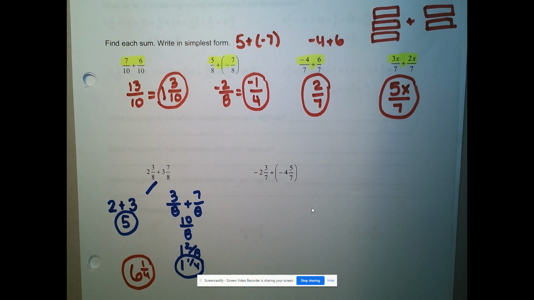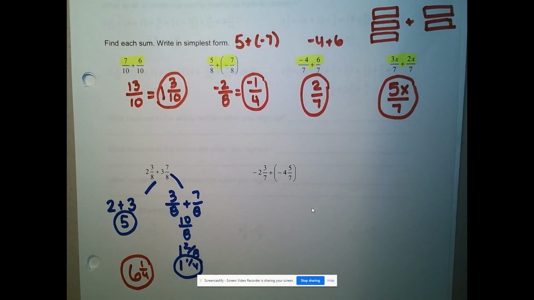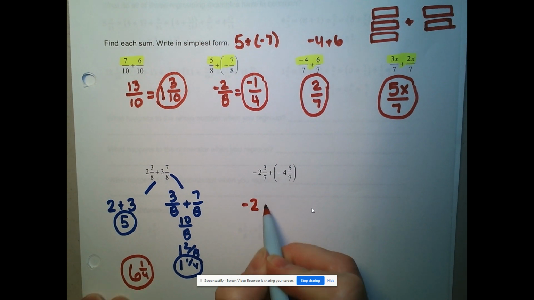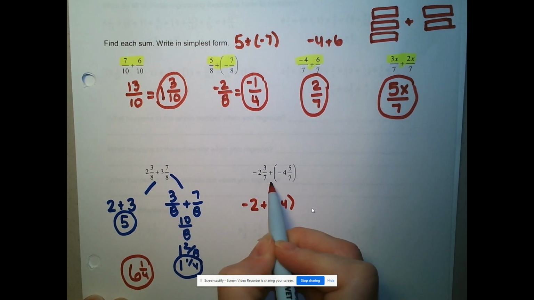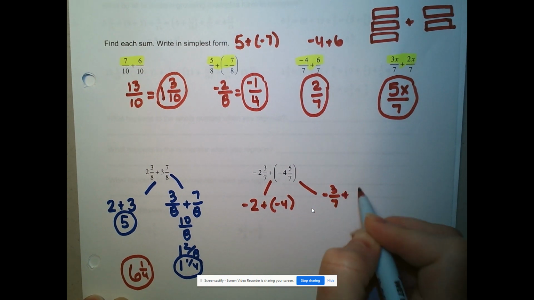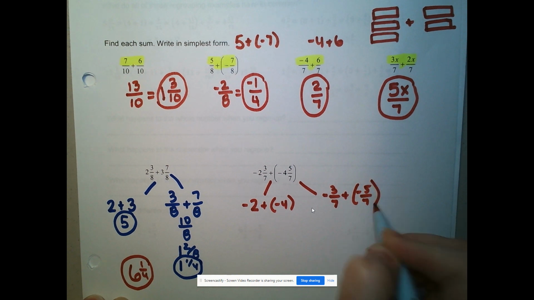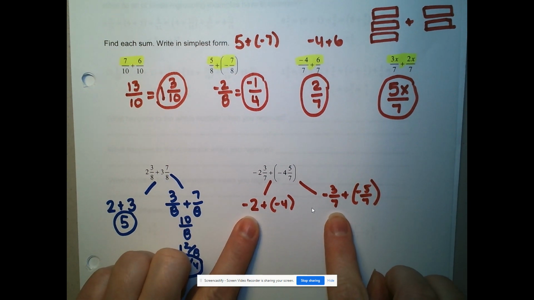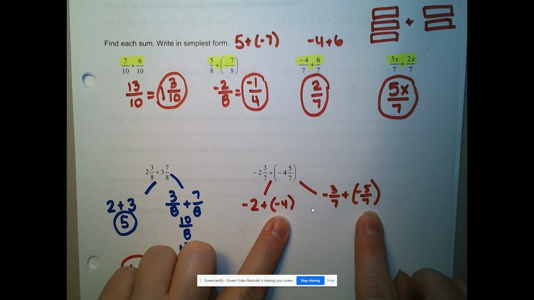So that is another strategy that works really efficiently for adding and subtracting mixed numbers. Let's look at the next one. What's really tricky for this next one is that it's a negative 2 3/7 and a negative 4 5/7, and everything in that mixed number is negative. So it's a negative 2 and a negative 4. Those are the integers. And then I've also got a negative 3/7 and a negative 5/7. Notice that the 2 and 3/7 both have negative signs. The 4 and 5/7 both have negative signs.